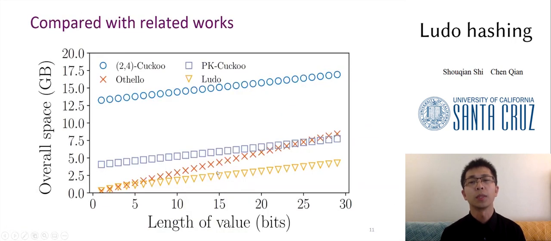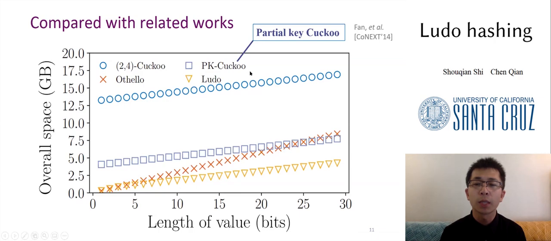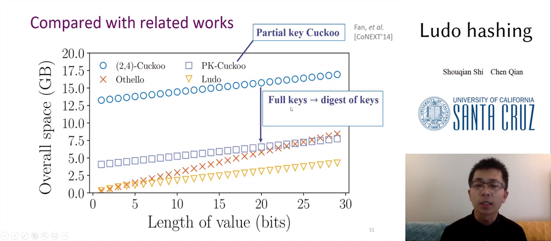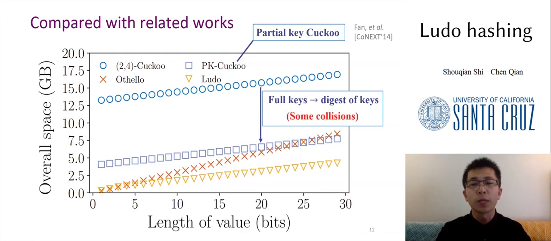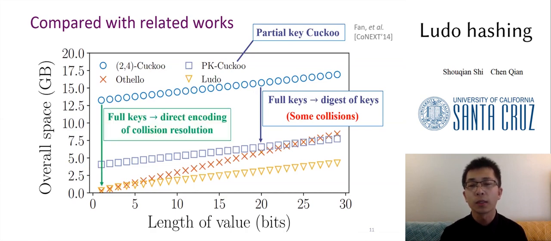We compare Ludo with existing dynamic key value lookup algorithms and get this figure. The PK cuckoo here is short for partial key cuckoo hashing. It saves a great amount of memory compared to 2-4 cuckoo hashing by storing the digest of the keys instead of the full keys. However, the partial key cuckoo does not save space for free. It loses some information, and thus key collision exists. The Ludo hashing, however, achieves the most compact memory cost by replacing the full keys with the direct encoding of how the key collisions are resolved.